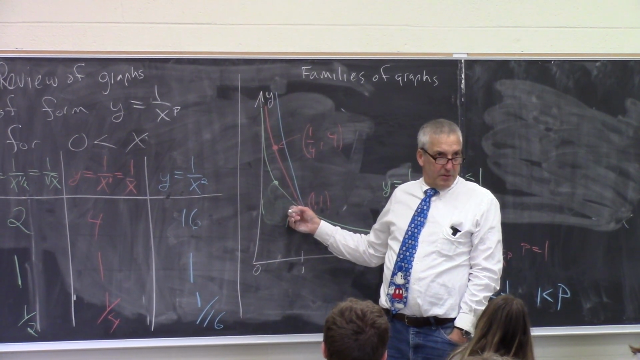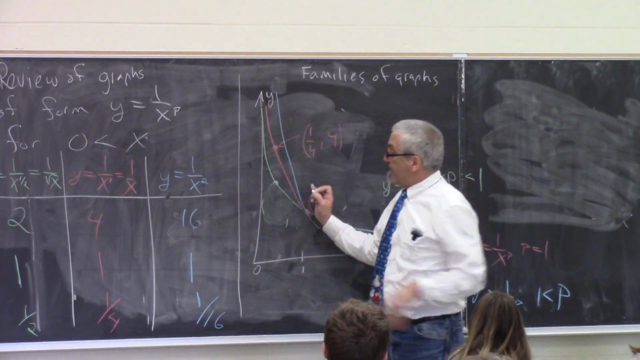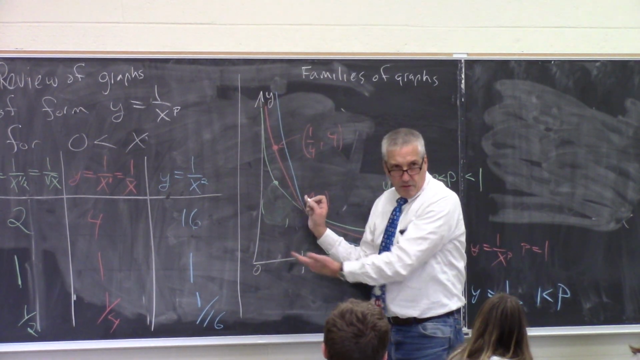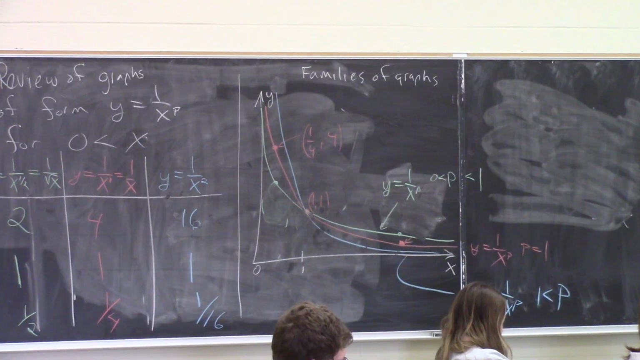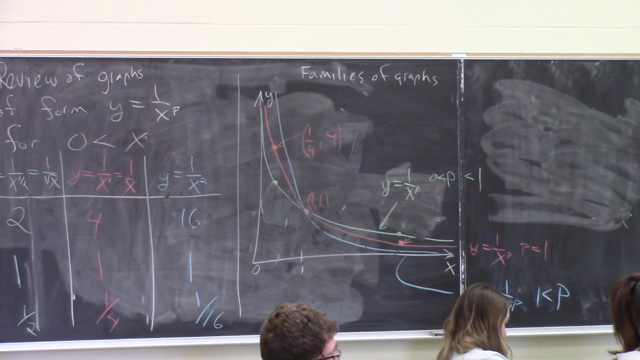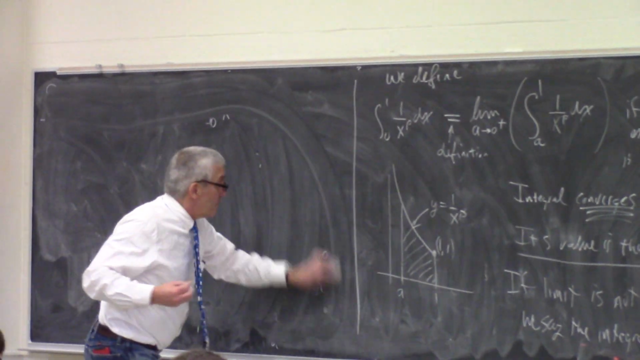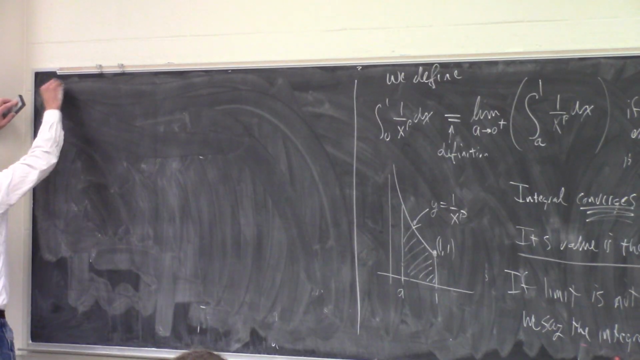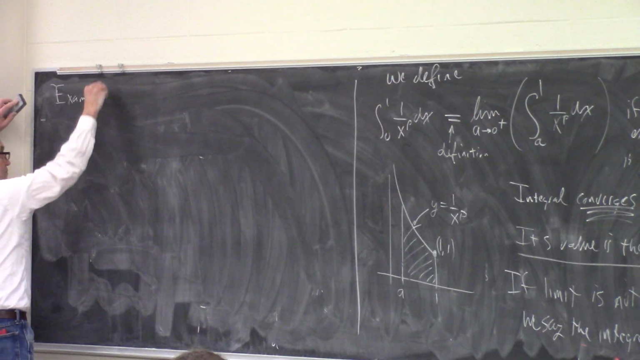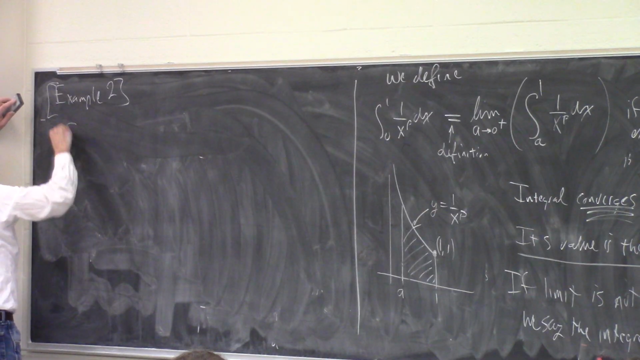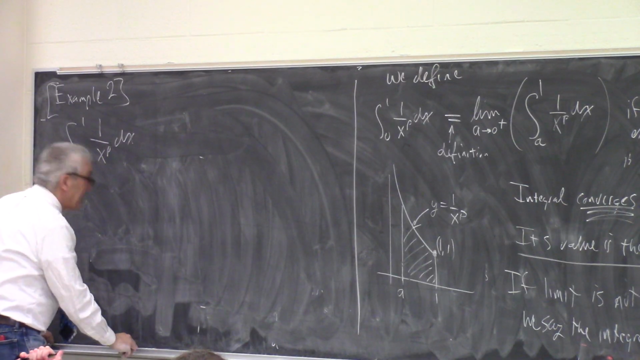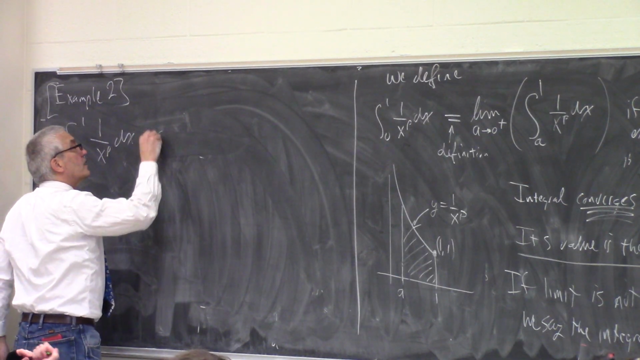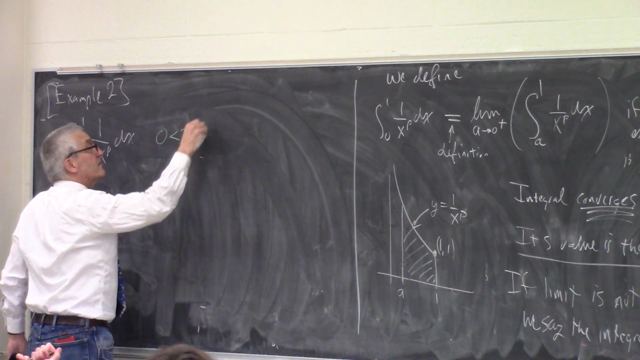Well, I don't know. The comparison theorem doesn't work there. I mean, the red graph has infinite area over here, but the green graph is lower than that. So we have to investigate that. So example 2 is to find the integral from 0 to 1 of 1 over x to the p dx in the green case, when p is a number between 0 and 1.